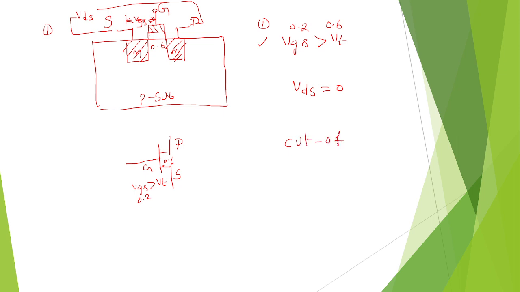There is no current flow from source to drain in this case, because the minimum threshold is required to break this barrier. So this is the first case, first condition. Of course, these are the holes. This is called the cutoff region.